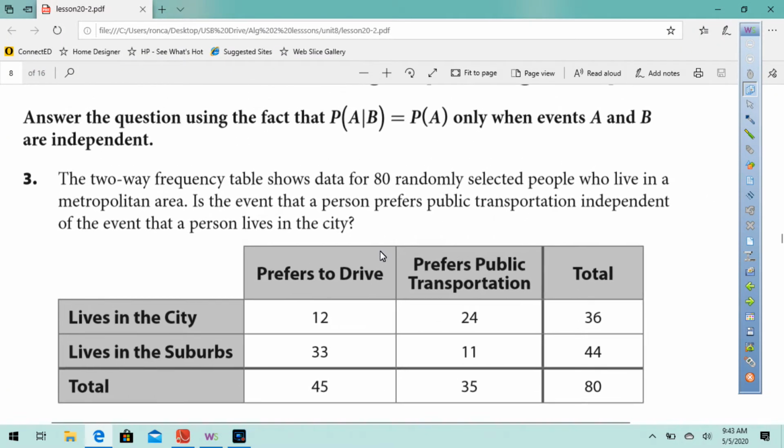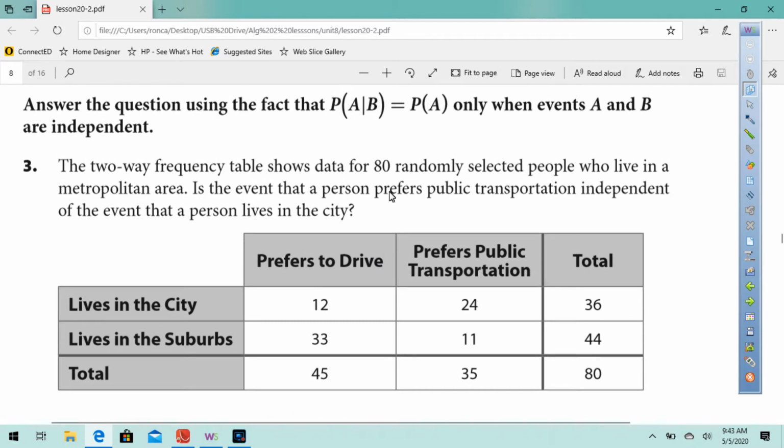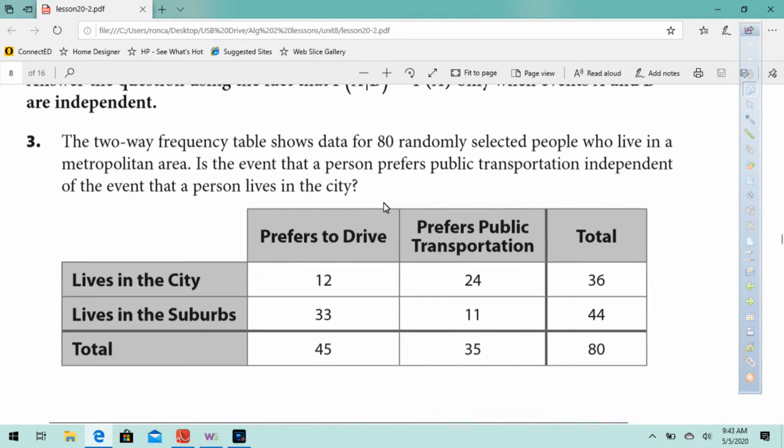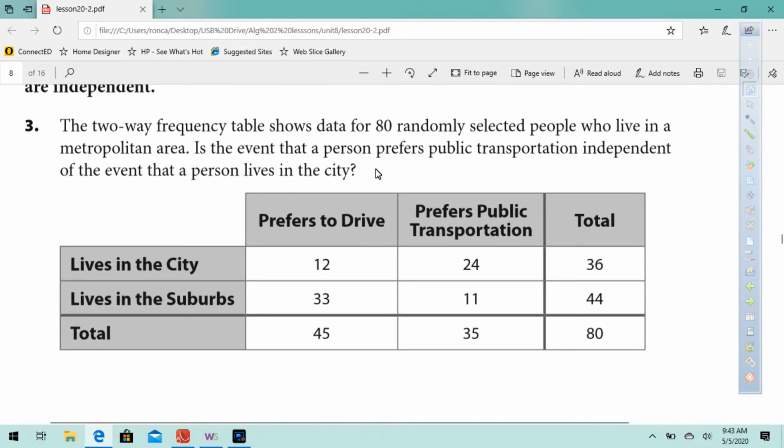3. Answer the question using the fact that the probability of A given B equals the probability of A only when events A and B are independent. The two-way frequency table shows data for 80 randomly selected people who live in a metropolitan area. Is the event that a person prefers public transportation independent of the event that a person lives in the city?